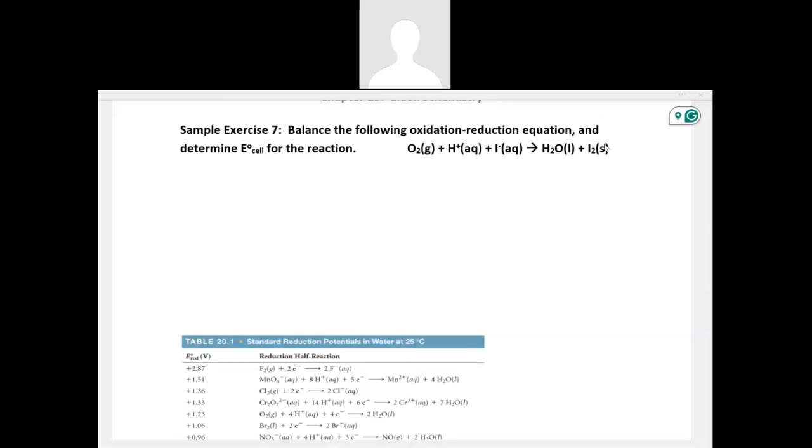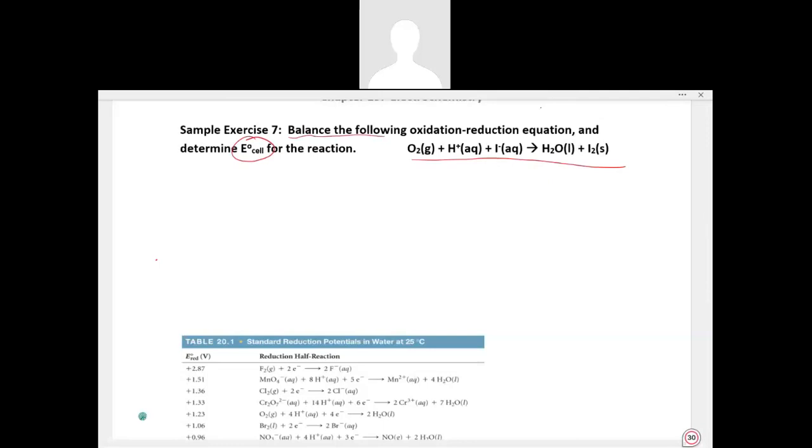In this video from chapter 19 on electrochemistry, we're going to solve sample exercise 7 together. First we are told to balance the following redox reaction, and then determine the E cell for the reaction. We're reminded that our first step will always be to balance our redox reaction. If you recall, we're going to break this into two halves.